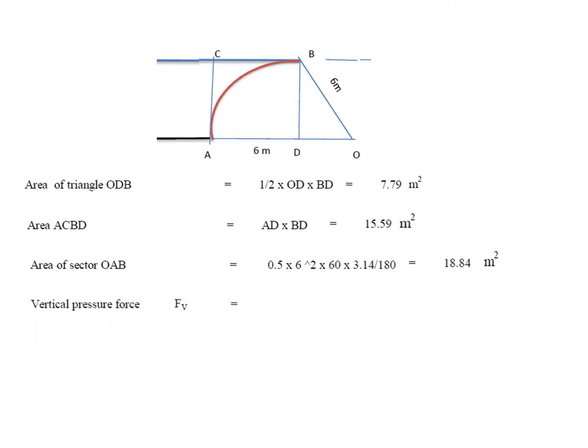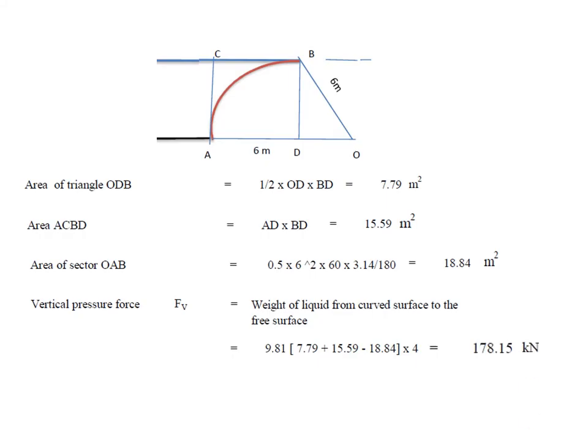In order to find area ACB, that is the weight of the liquid from the curved surface to the free surface, that is 9.81 times the total area. The 7.79 is the area of the triangle, then you add the area of the rectangle, which is ACBD, then you deduct the area of the sector. That's what I have done to get the area ACB. Otherwise we cannot calculate area ACB directly. Then multiply by length to convert it to volume, and multiply with specific weight to get the weight. So 178.15 kilonewtons will be Fe.